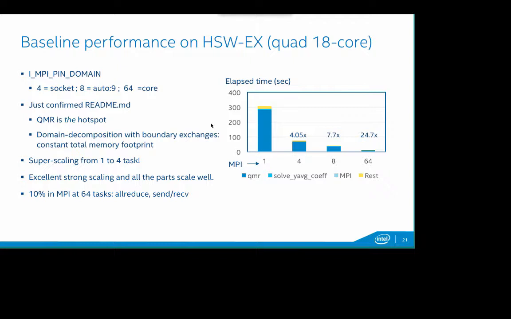So considering all those constraints, this is a really, really good MPI code. Every part scales well. There is no serious bottleneck that doesn't go away; it's just that everybody is going down. Of course, it is still an MPI code, and at the level of 64 MPI, you do start seeing about 10% being spent in MPI. It happens to be all reduce, and some send and receive, but mainly the all reduce, because QMR really requires a lot of reduces of scalars.